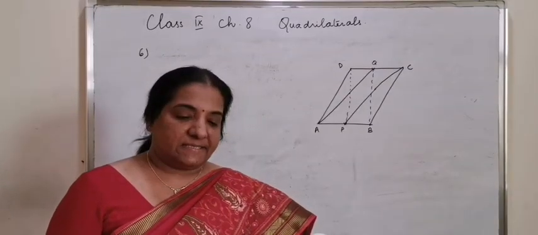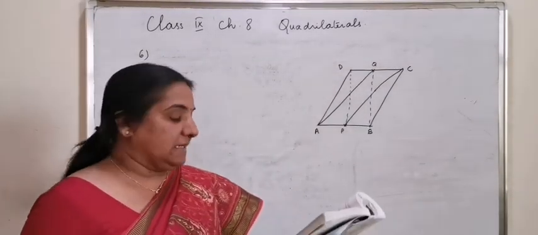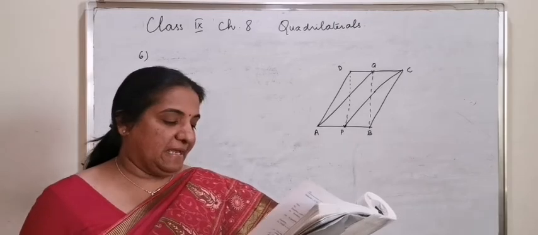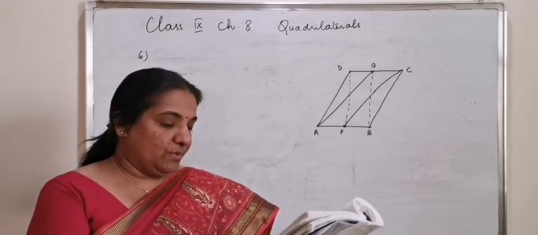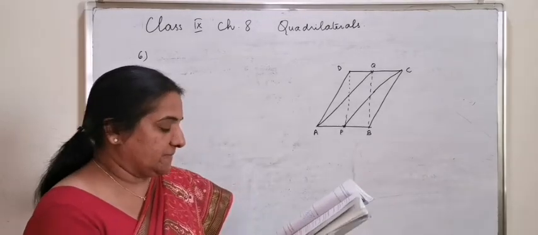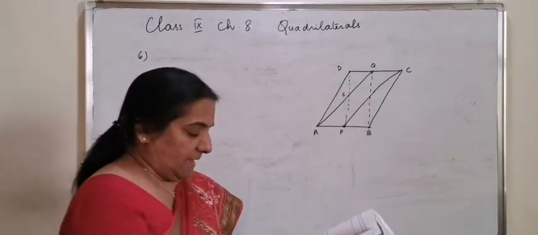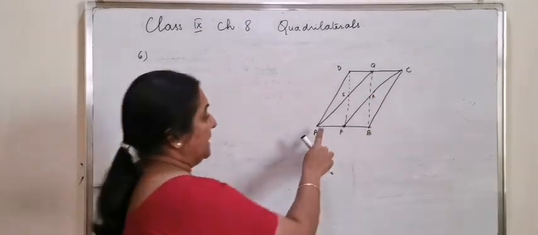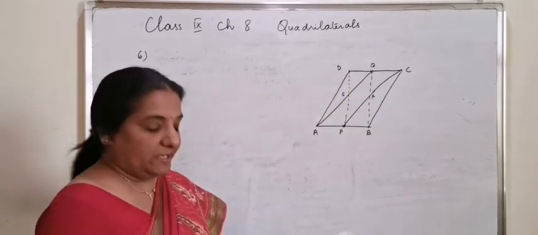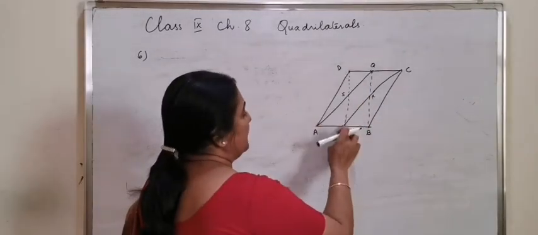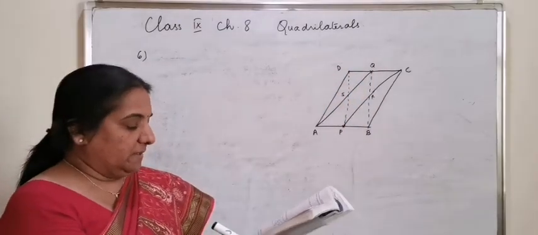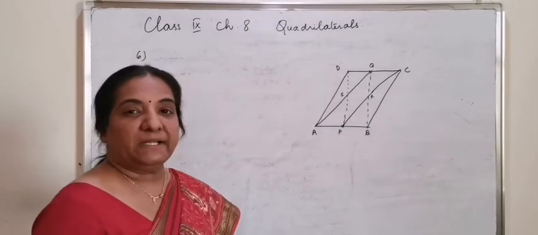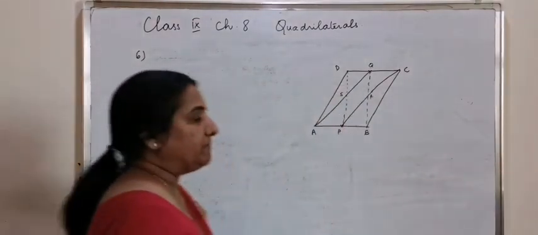Worked out example 6. ABCD is a parallelogram in which P and Q are midpoints of opposite sides AB and CD. If AQ intersects DP at S and BQ intersects CP at R, prove that APCQ is a parallelogram. Then next part, DPBQ is a parallelogram. Third part, PSQR is a parallelogram. Parts 1 and 2 are similar. We'll take only one pair.